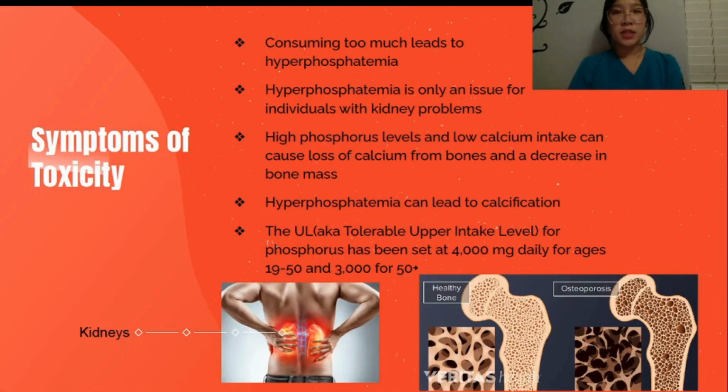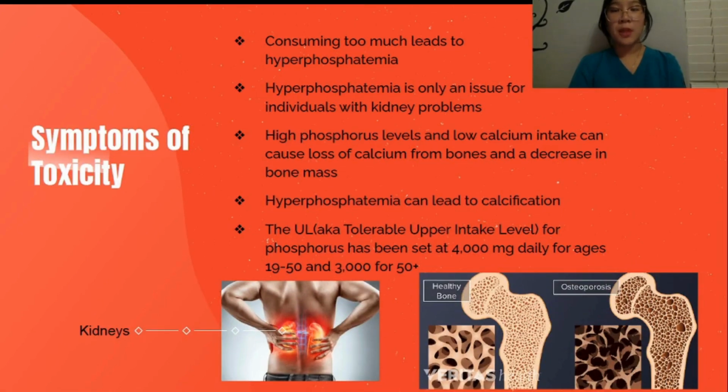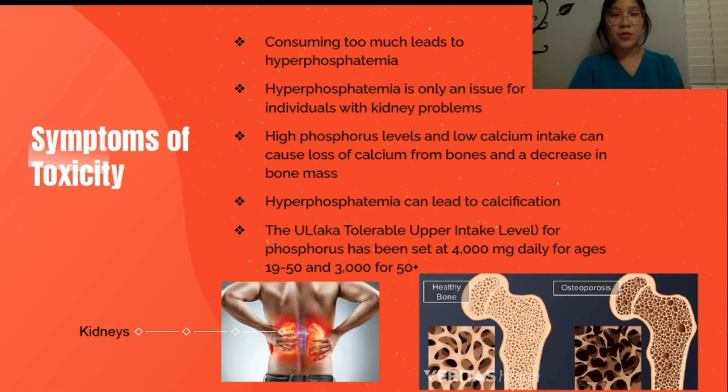Symptoms of toxicity. Consuming too much leads to hyperphosphatemia. Symptoms of hyperphosphatemia include muscle cramps and spasms, and numbness or tingling in the feet or hands. Hyperphosphatemia is only an issue for individuals with kidney problems. This is because the person is not able to excrete the excess phosphorus.